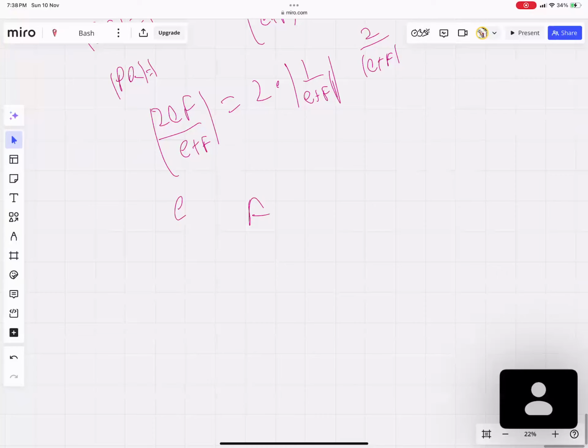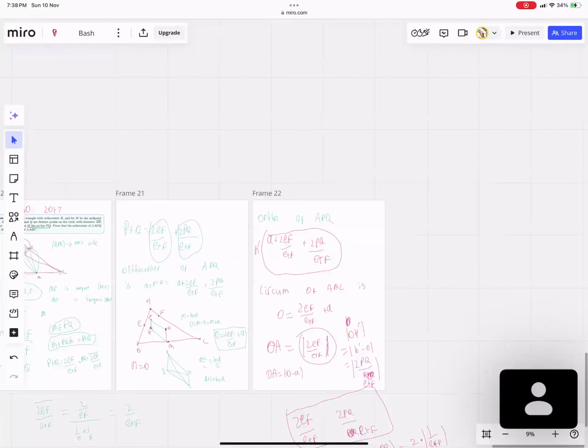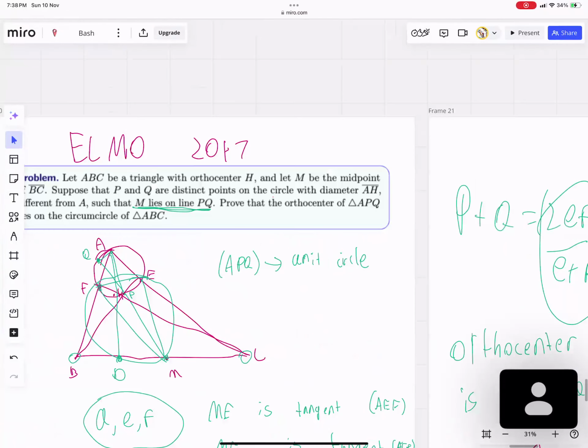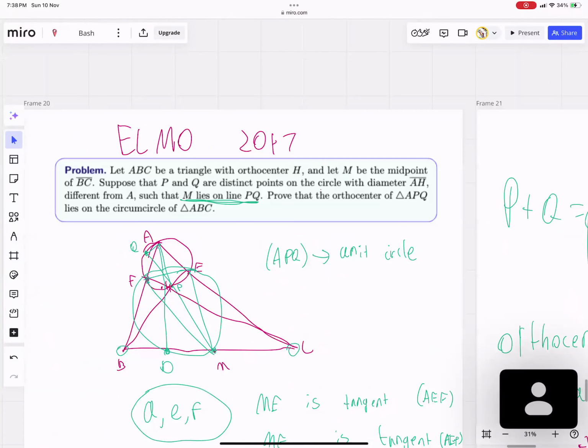So this is one of the problems where setup can be everything. Without setup, the bash would be very, very painful. What you could do is take ABC as the unit circle, and then you define P, and then you define Q to be the intersection, which is not very easy to calculate. Then for the orthocenter of a non-unit circle triangle, you have to calculate the circumcenter, which requires lots of determinants and long calculations.